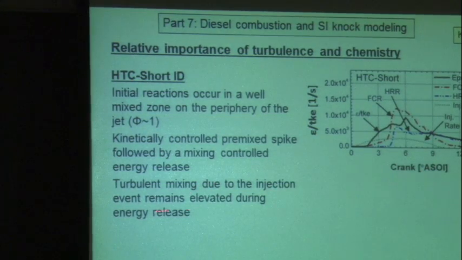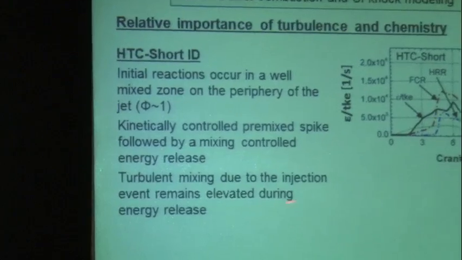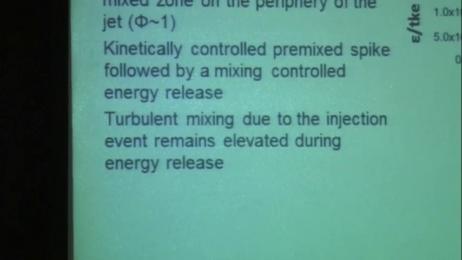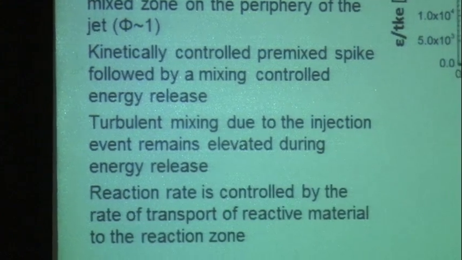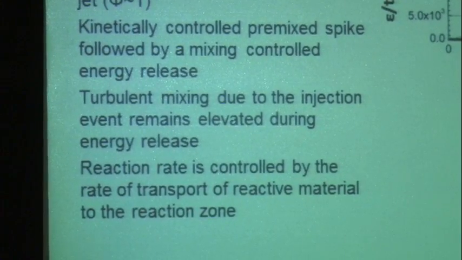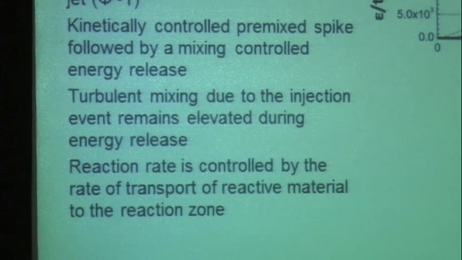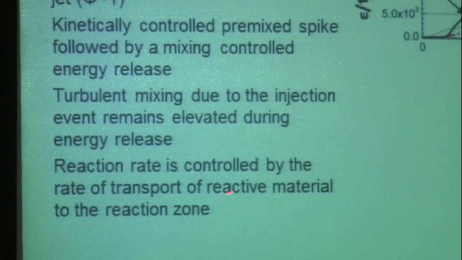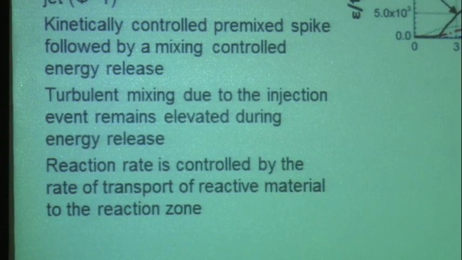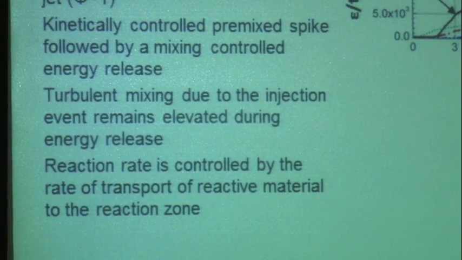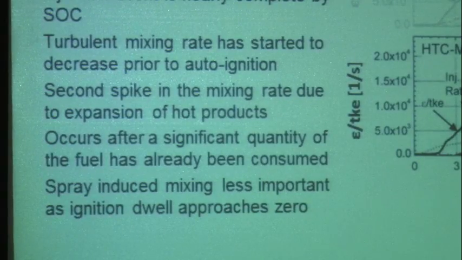The turbulent mixing due to the injection event is high during the energy release because we're continuing to inject during the combustion process. And the reaction, or the fuel conversion rate, is controlled by the rate of transport of reactive material into that reaction zone from both the interior and the outside of the diffusion flame.